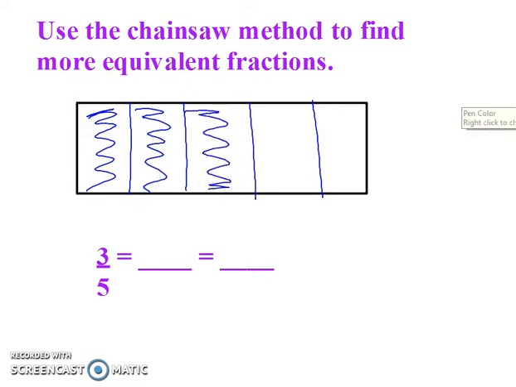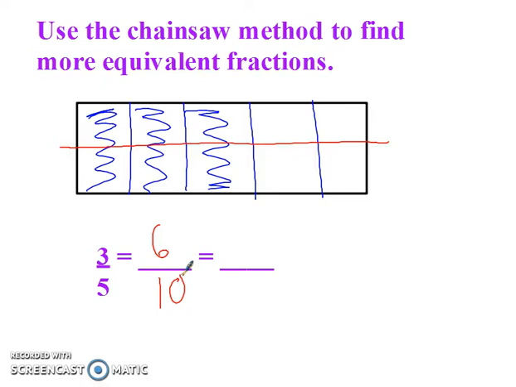Alright, here's the chainsaw method. First thing, I have to always cut this fraction like a loaf of bread, so they're all vertical cuts. Then I'm going to take my chainsaw and make a horizontal cut right through there, and now I just count how many are shaded. 1, 2, 3, 4, 5, 6 out of 10. So 3/5 is the same as 6/10.